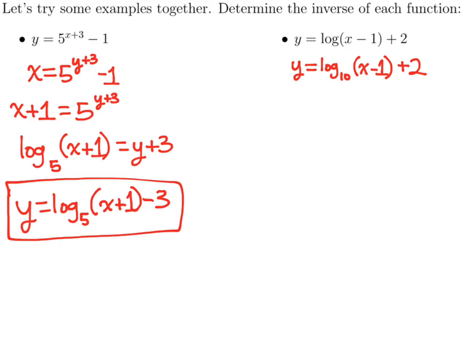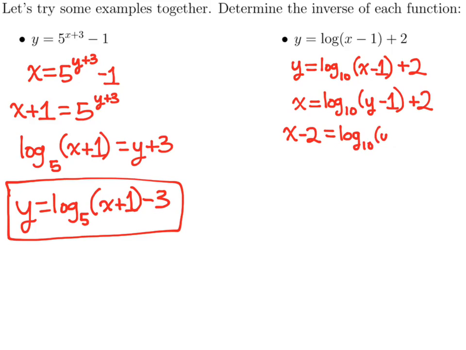All right, now to do the inverse, we'll go ahead and pull the old switcheroo, trading our x's and our y's. Now we need to solve for y, but y is inside the logarithm. So, first things first, let's move that 2 over there. So x minus 2 equals log base 10 of y minus 1.